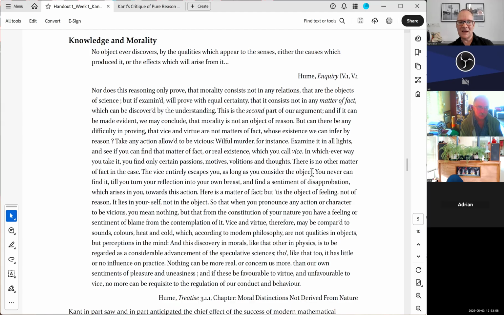"So that when you pronounce any action or character to be vicious, you mean nothing but that from the constitution of your nature, you have a feeling or sentiment of blame from the contemplation of it. Vice and virtue, therefore, may be compared to sounds, colours, heat and cold, which, according to modern philosophy, are not qualities in objects, but perceptions in the mind." So this was a common teaching at the time. The cold, the heat, the colour is not in the thing, it's in the interaction of your sensory apparatus and the thing.